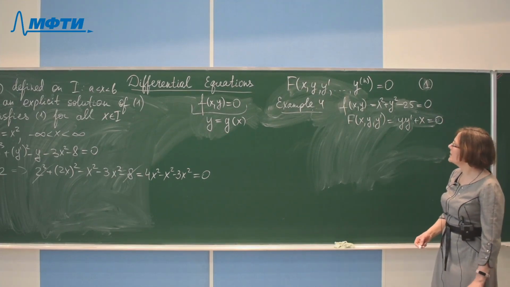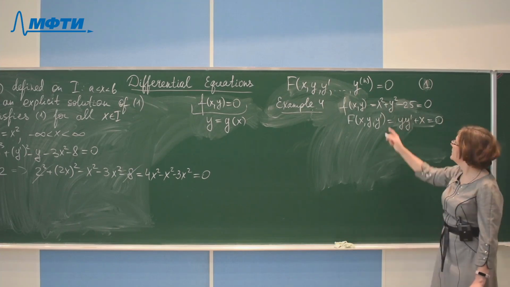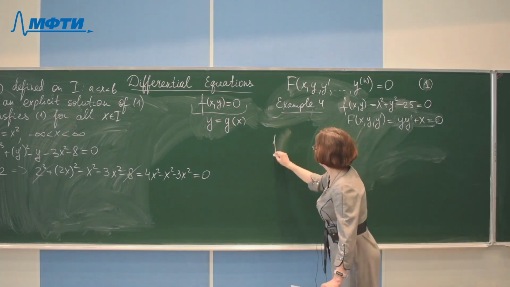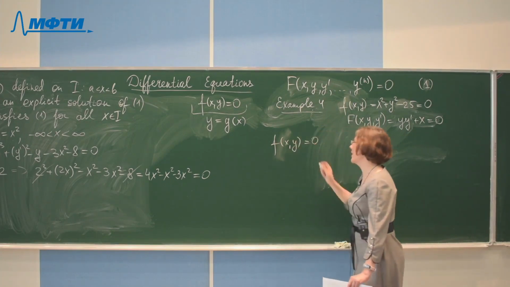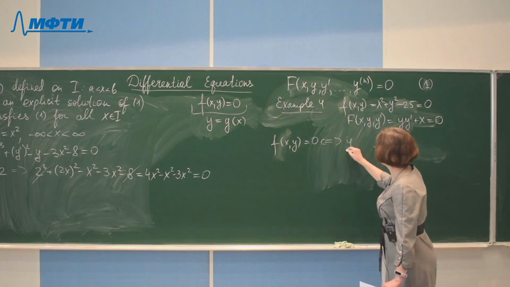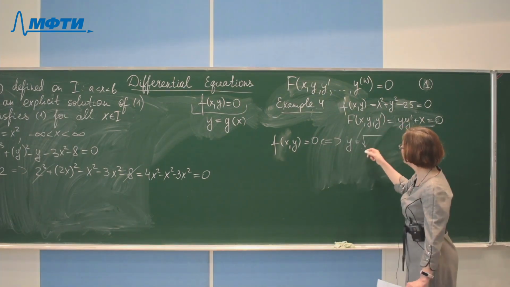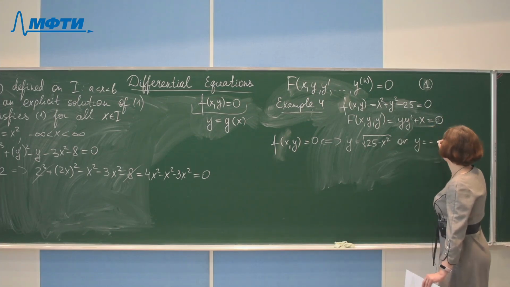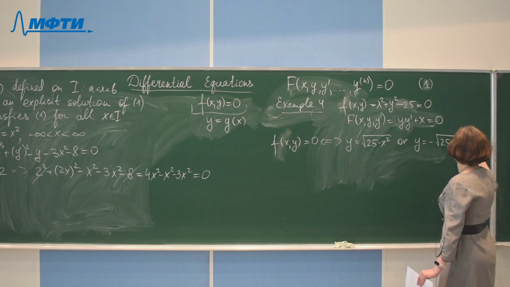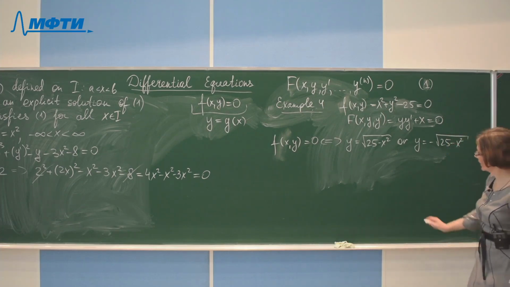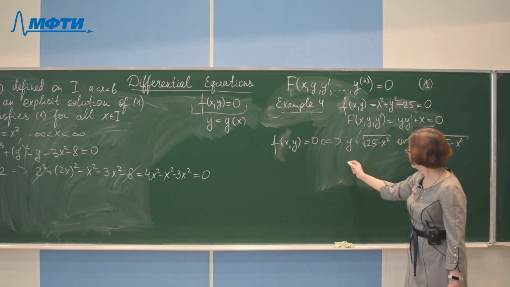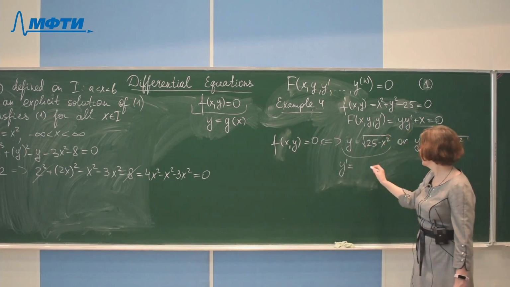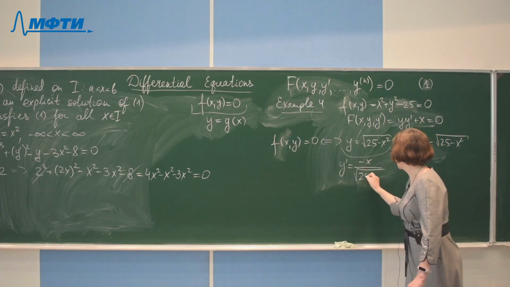To do this, let's try to solve this equation. So this equation can be solved, but there are two functions. The equation F of x, y equals 0 has two solutions. So we can solve for y in terms of x in this form, or y equals minus root 25 minus x squared. And then if we consider, for example, this solution, we may try to find the derivative. It will be equal to minus x over root 25 minus x squared.